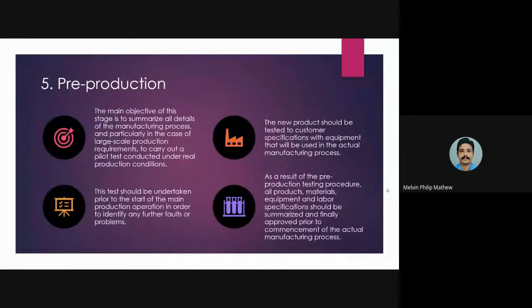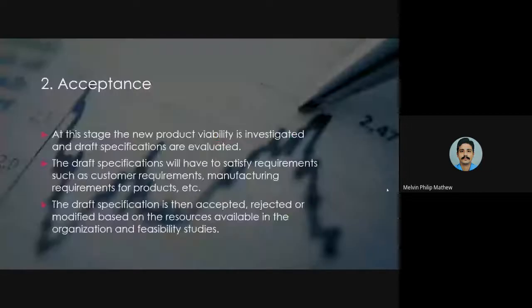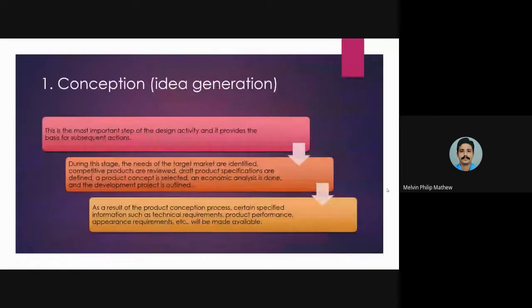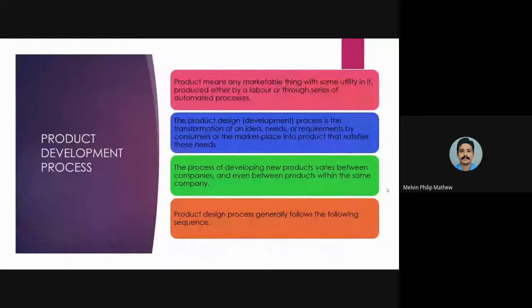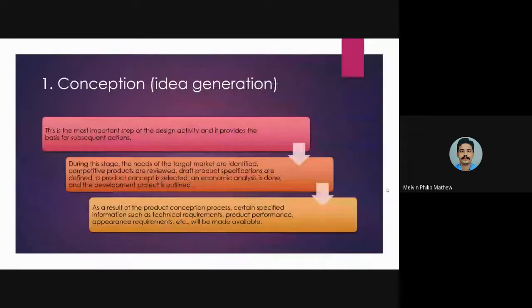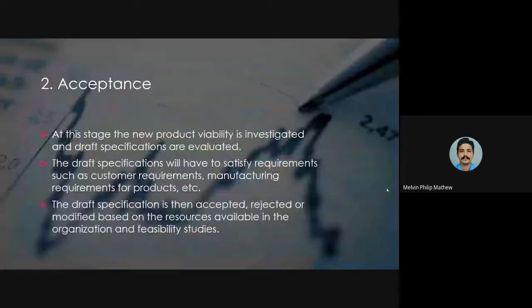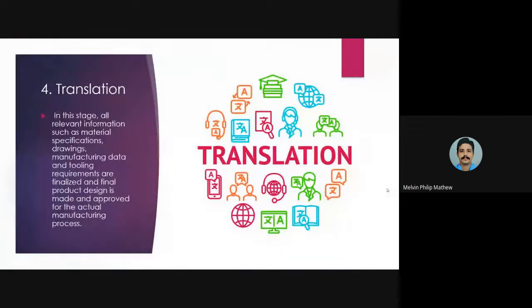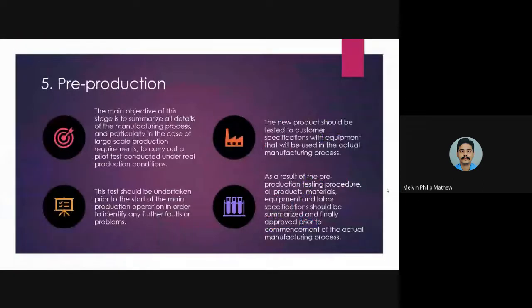In the last class, we discussed various product development processes, and we discussed five methods by which product development takes place: conception, acceptance, execution, translation, and then pre-production. So these were the product development processes that took place before a product was formed.